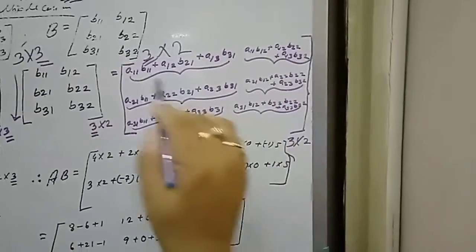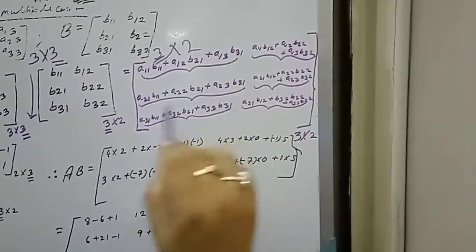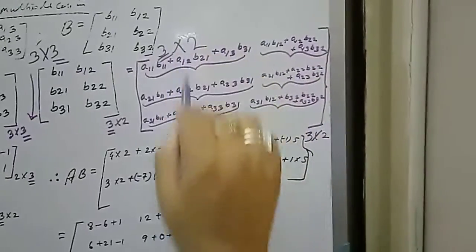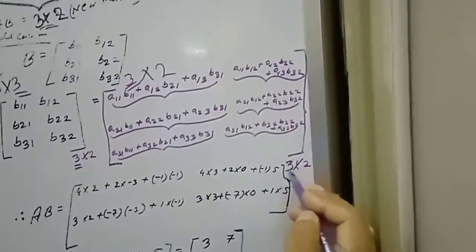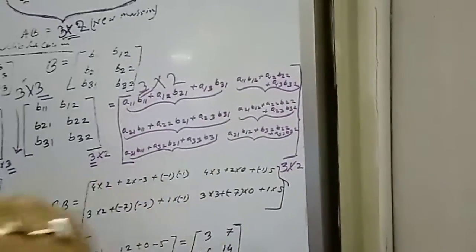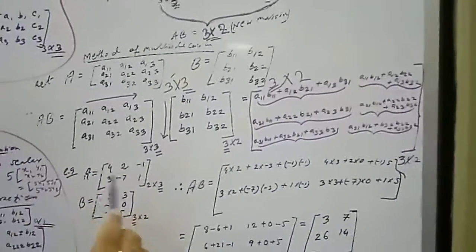Okay. So how many rows are there? 1, 2, 3. How many columns are there? 1 and 2. So we get as a whole 3 by 2 order. Okay. Now there is an example for you.